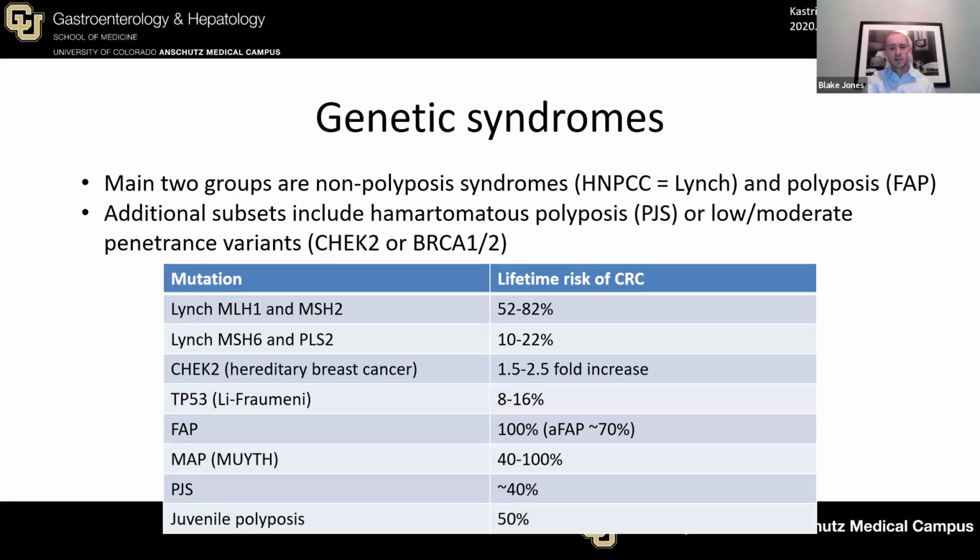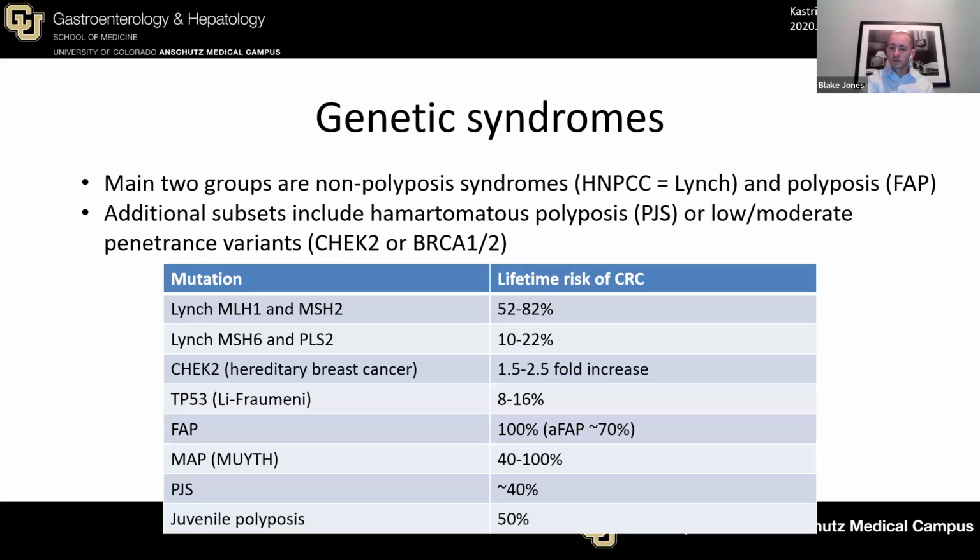And that's things like CHEK2, and even the BRCA mutations have some increased risk of colorectal cancer. So lifetime risk, depending on the mutation, for the high penetrance mutations in Lynch, that's MLH1 and MSH2, you have up to 80% lifetime risk of colorectal cancer. For the lower penetrance ones like MSH6 and PMS2, that risk is significantly lower, 10 to 22%. CHEK2, which is a hereditary breast cancer gene, there's a 1.5 to 2.5-fold increase. Lifetime risk, 8 to 16%.